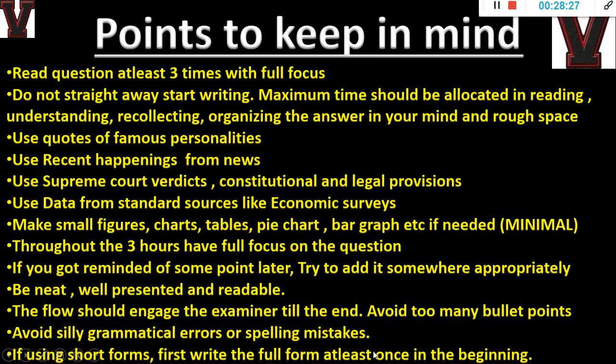And on using short forms: if you use WTO or SRC many times in the essay, at least one time in the beginning, the first time you use it, write the full thing, World Trade Organization, with WTO in brackets, and then later only use WTO multiple times. Else, if you use a lot of such keywords everywhere, it is not good. Even The Hindu, or any standard paper, will always mention the full form at least once in the beginning.